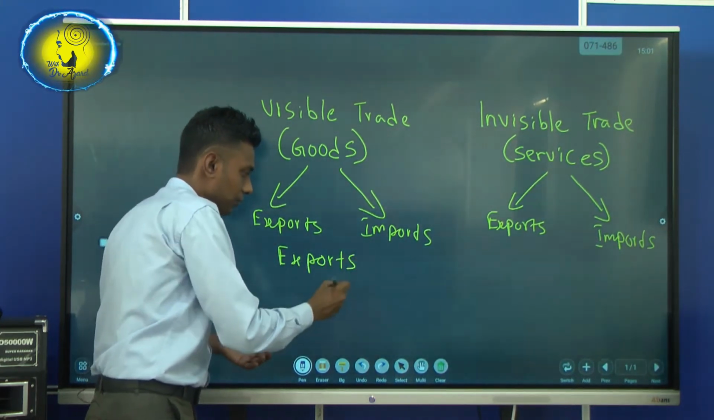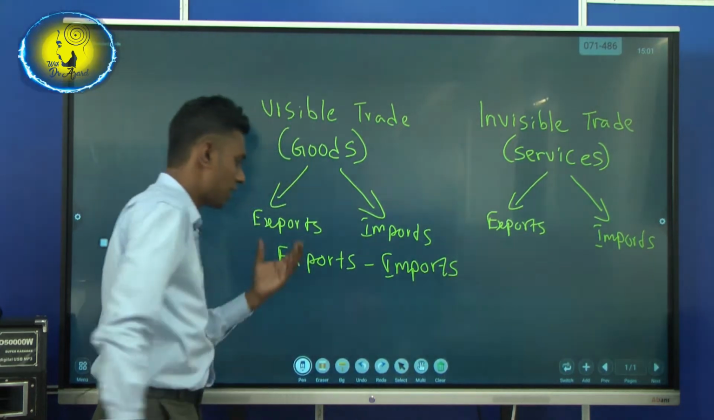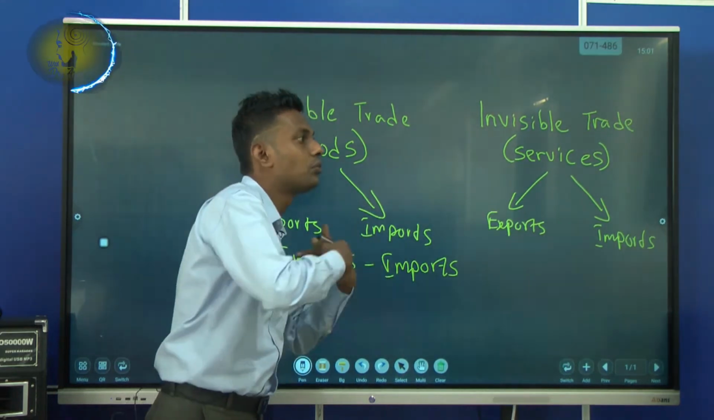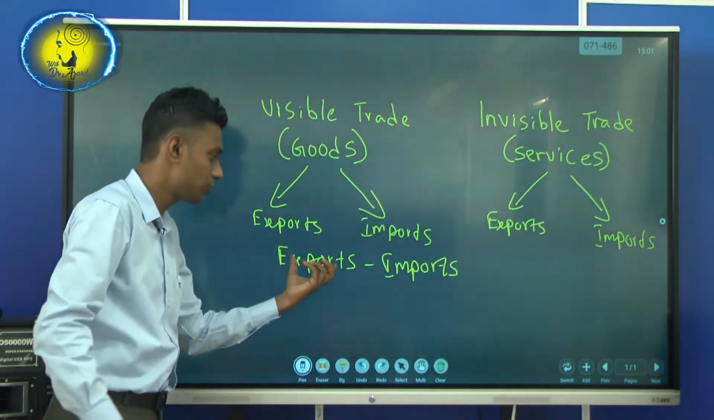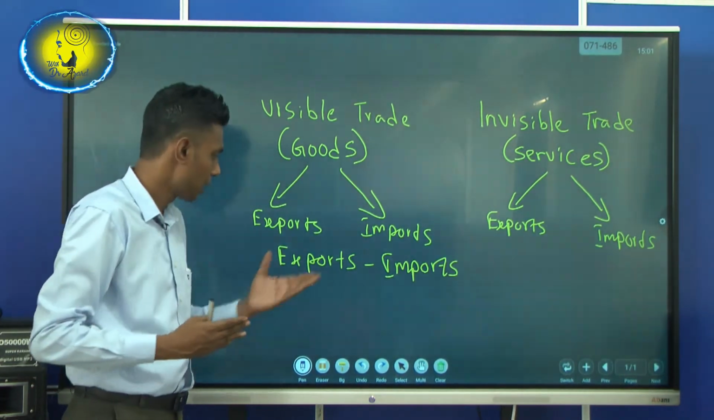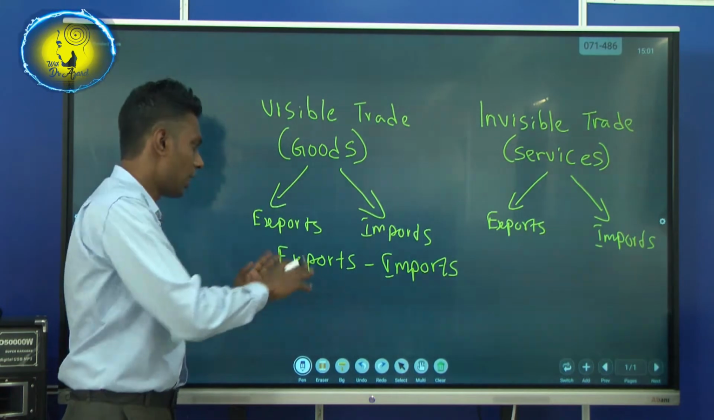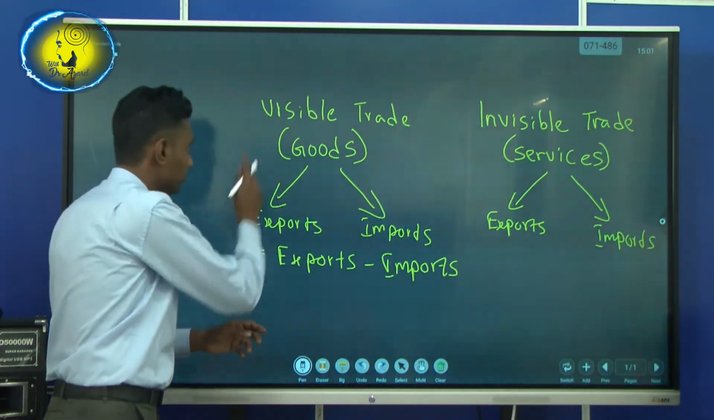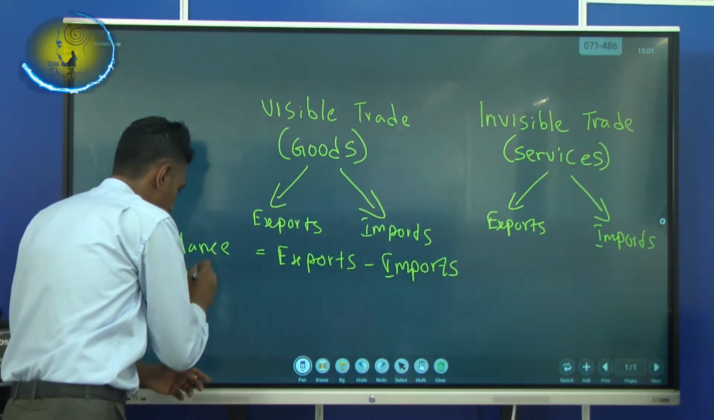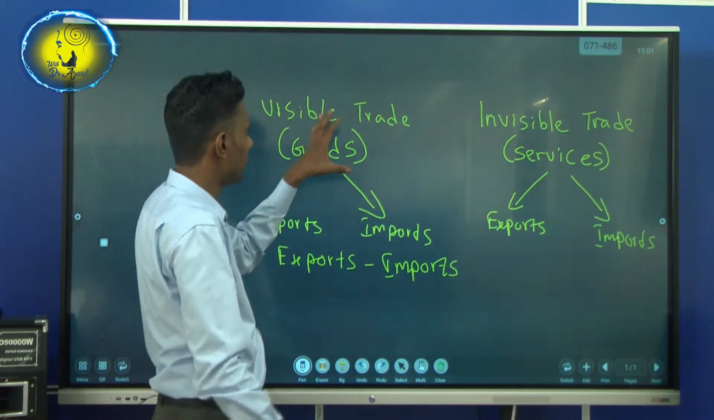Always think, children, when we export, we receive money. When we are importing, we have to send money. Cash flows out. With exports, cash flows in. So to have a healthy current account balance, our exports should be higher than imports. Exports minus imports, the visible trade balance, the balance of trade, gives you the balance of visible trade.